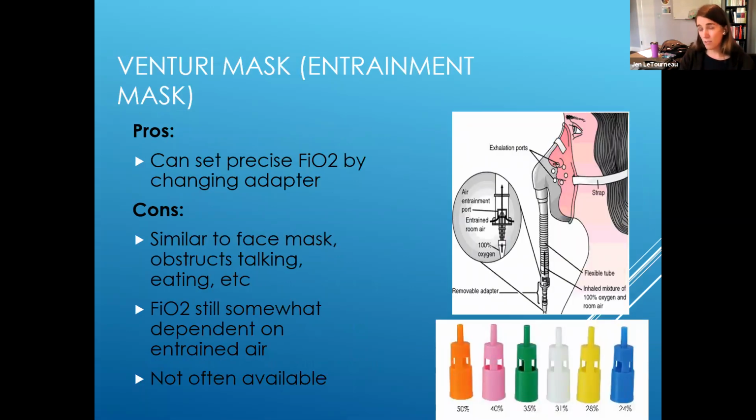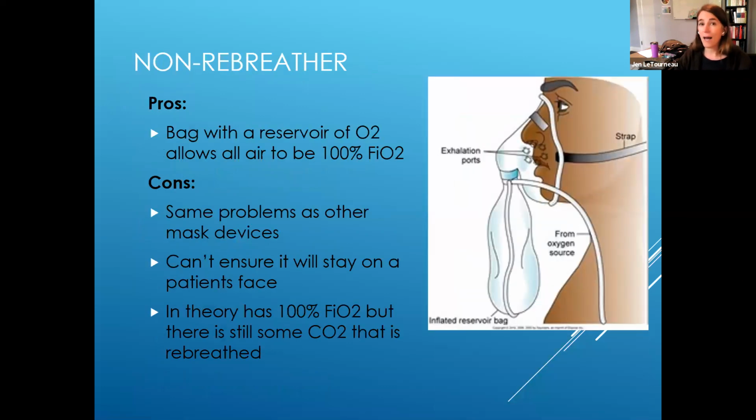Venturi masks, you almost never see anymore, but you might. So I just want to mention them. The cool thing about Venturi masks is you have these different adapters on the bottom, and you can put a different adapter on and then change the FiO2 based on that. It's similar to a different face mask, but you can get a little bit higher FiO2 that's a little bit more reliable. We've really walked away from these because of high flow nasal cannula, which we'll talk about in just a second.